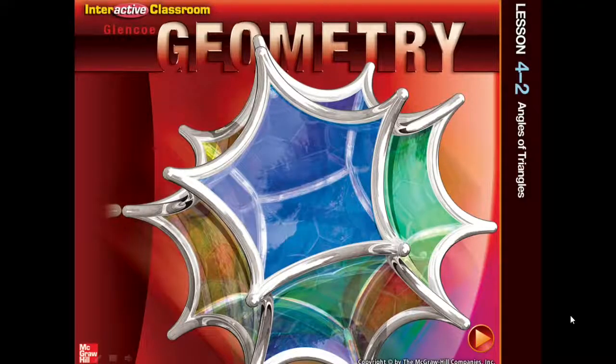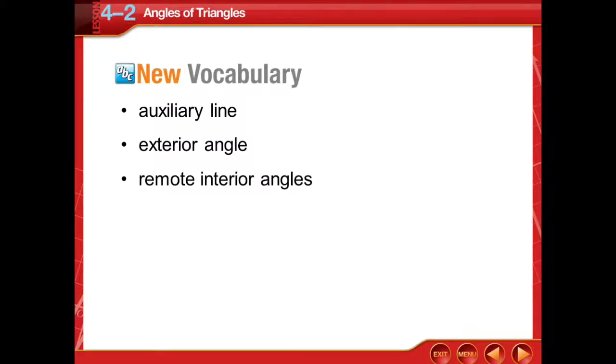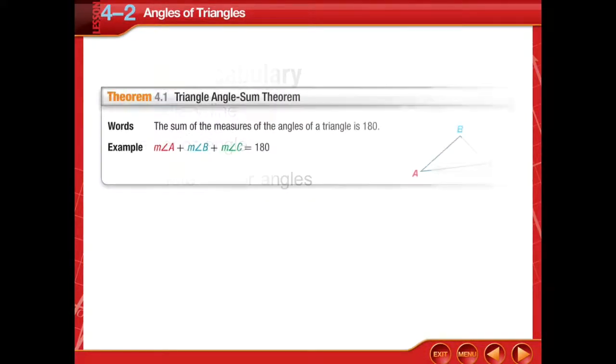This video is about Lesson 4-2, Angles of Triangles. Some new vocabulary that you should be aware of: 1 is an auxiliary line, 2 is an exterior angle, 3 is remote interior angles, and 4 is a corollary.